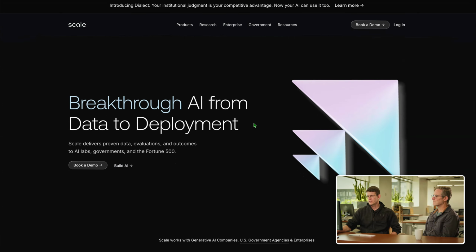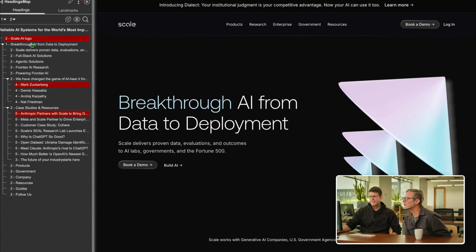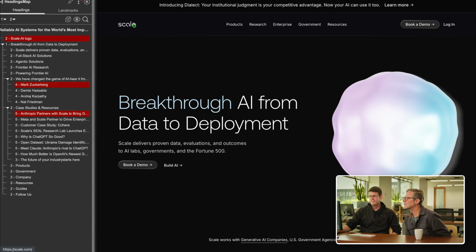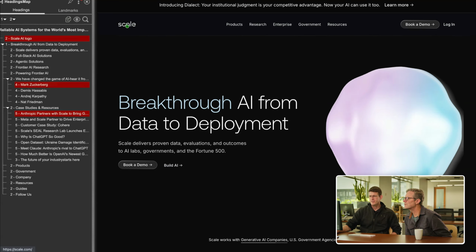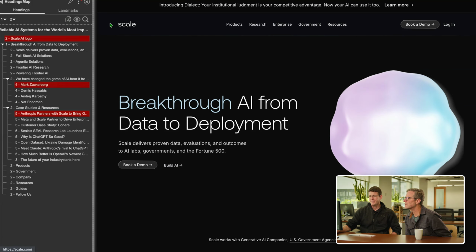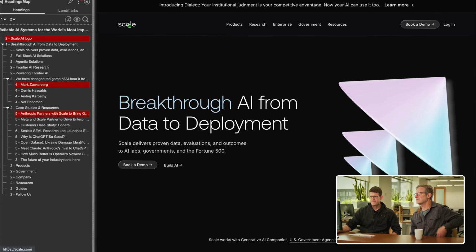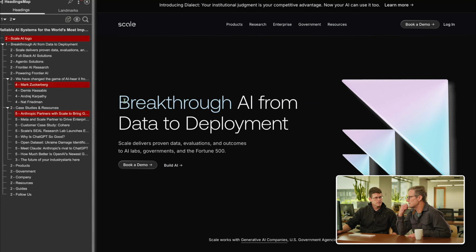Let's have the reveal. Ooh. Scale AI logo. So this is an H1, or sorry, H2. H2, that's strange. You don't need that. No. In fact, it might be confusing from the get-go. There are ways that we can identify brand semantically. That's brand, it's not a heading.